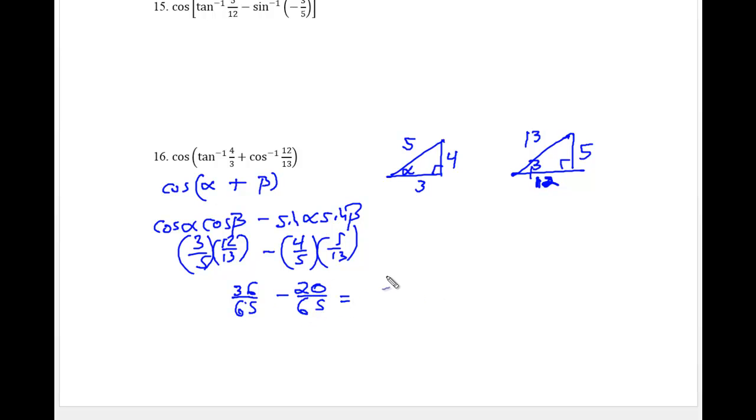This simplifies to 16 over 65ths, which is the reduced form. And so that ends our problem there.